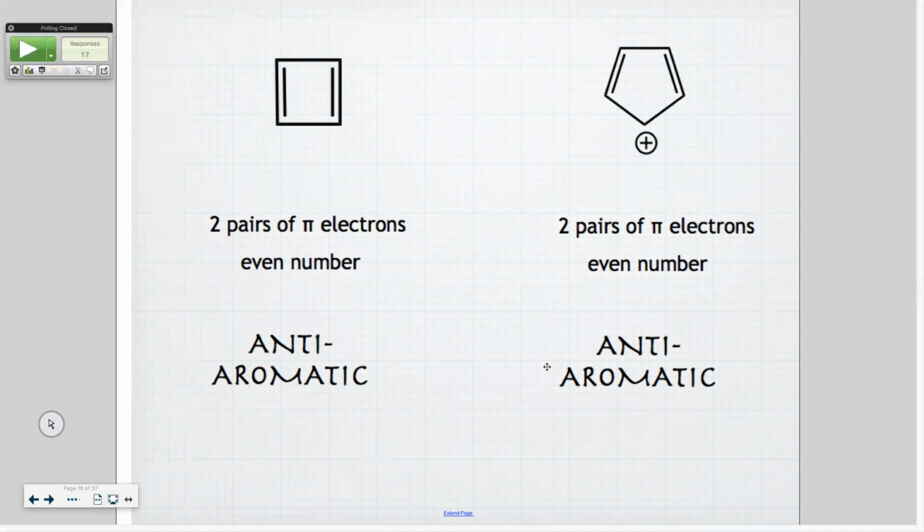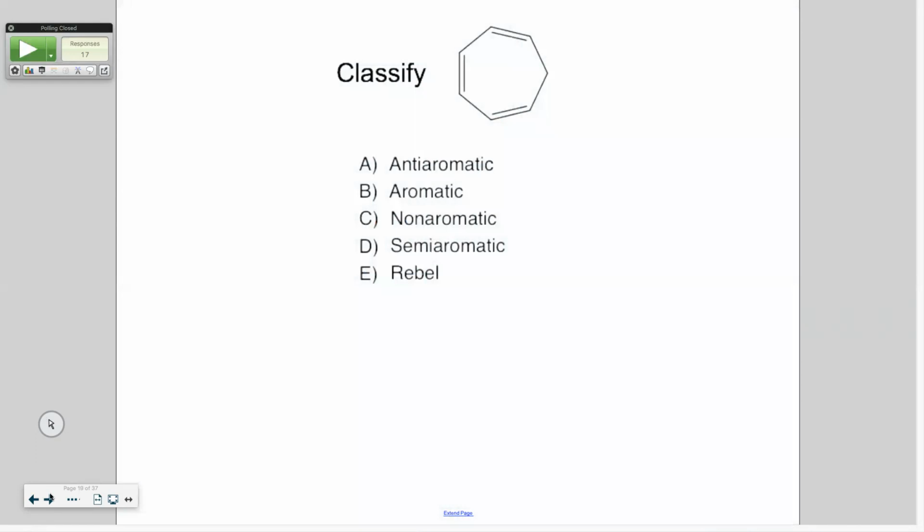Do you have these in slides? Yeah. You can see them. Okie dokie. So these are anti-aromatic. So you see the difference. All right. So what do you think about this compound?